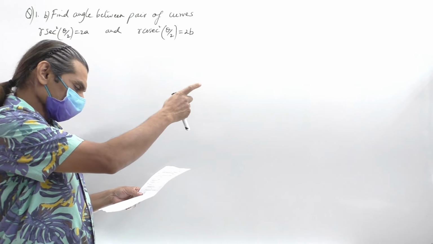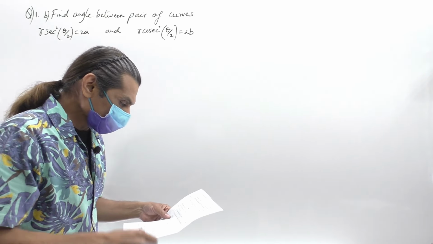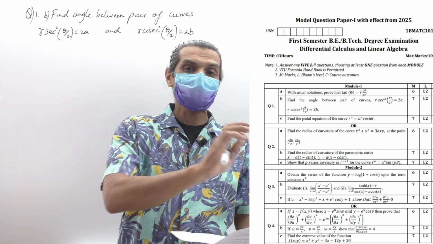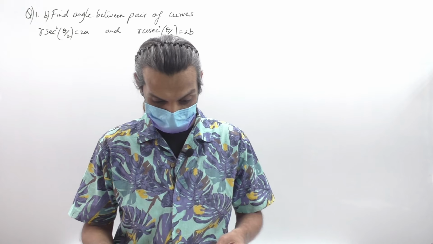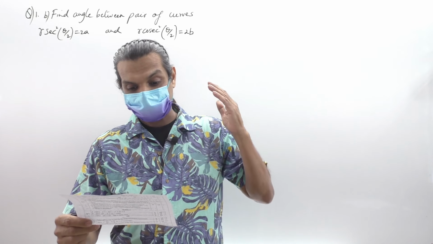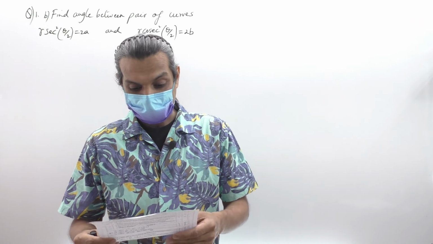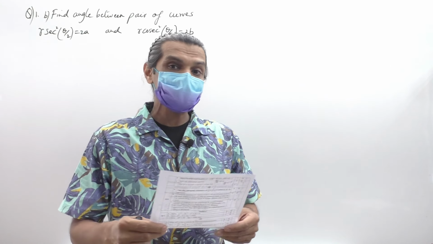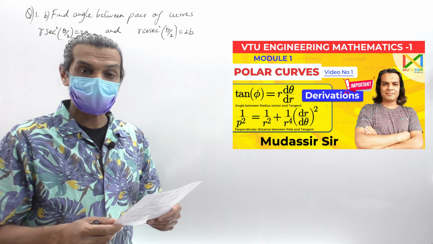Module 1, first question, question A. With usual notations, prove that tan phi is equal to r d theta by dr. A most compulsory question from polar curves. And this was my very first video. At that time I was fit and healthy. This video has the most likes and views. The link is given in the description below, so please do refer to the video.